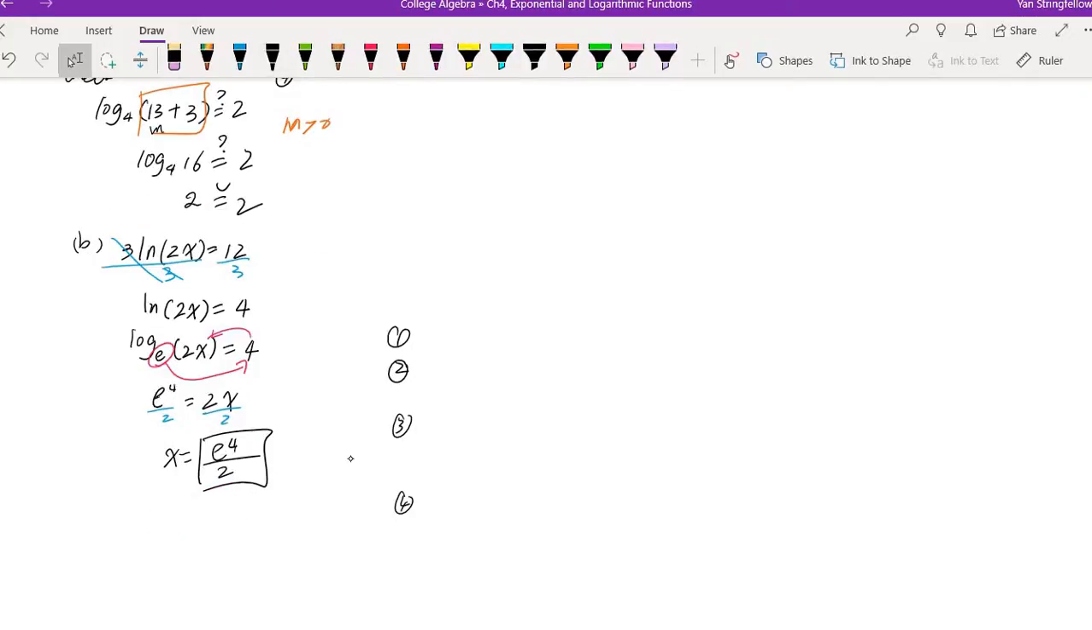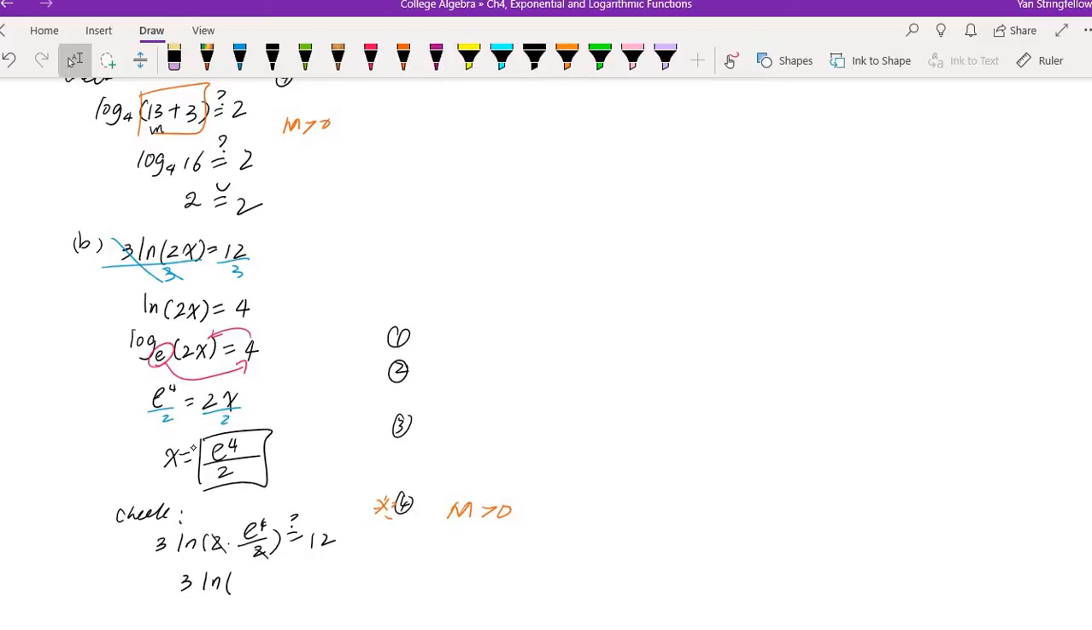Step 4, again, this is very important. We're going to check if m is greater than 0. Let's go back and see. We're going to plug this whole thing back in. So we're going to check: 3 natural log of 2 times e to the 4th power over 2. It's going to give you 12. So you're going to have 3 natural log.